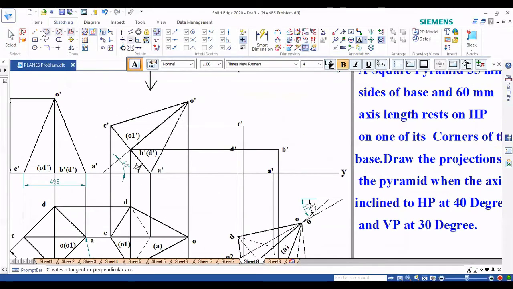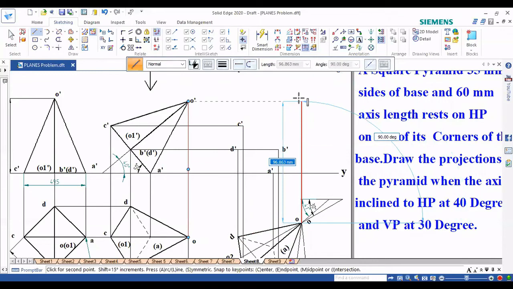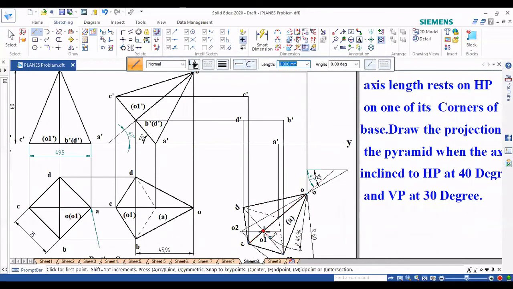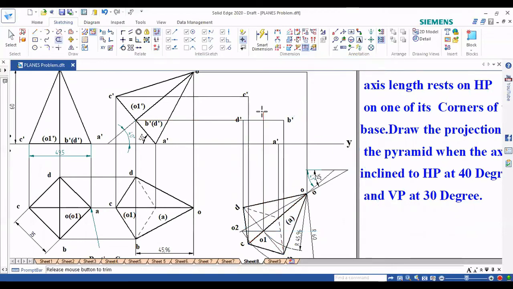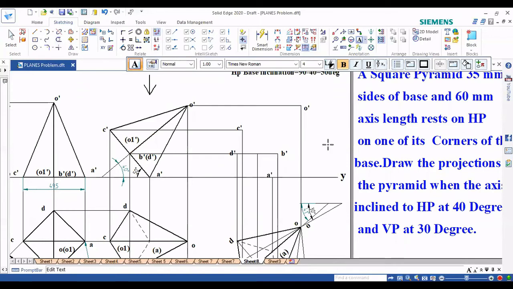Next, we need to project. So this is a point O dash. Okay. Point O dash. And we have one more, O1 dash. So O1 also will come on this line itself. So I can project it. Okay. Now I can name this. This is O dash, right? So now this is done.